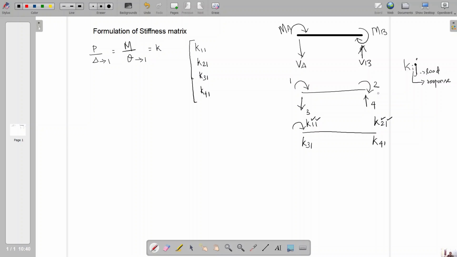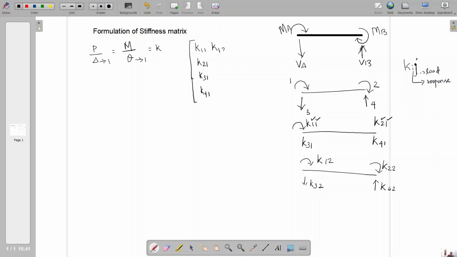For the second coordinate, you are applying a unit rotation at 2 and you are measuring the response at 2. Here you are applying a unit rotation at 2 and measuring the response at 1. And here you are applying a unit rotation at 2 and measuring the response at 3. You are applying a unit rotation at 2 and measuring the response at 4. Similarly, you can assemble the values of the stiffness matrix.